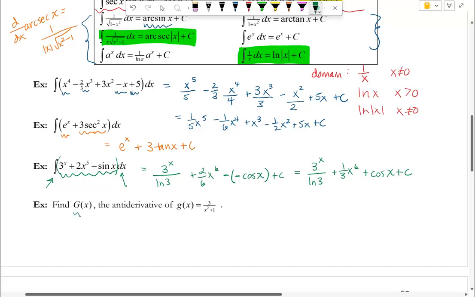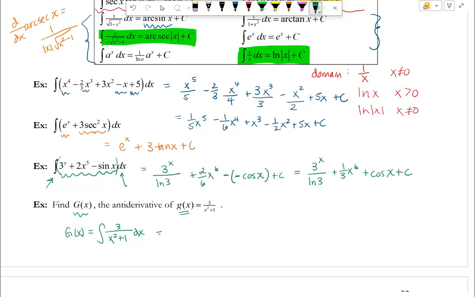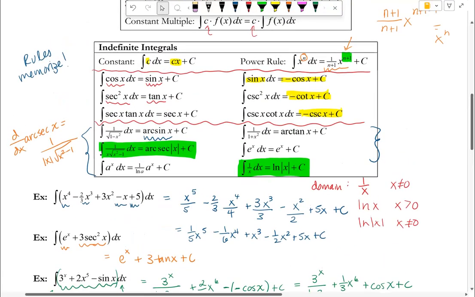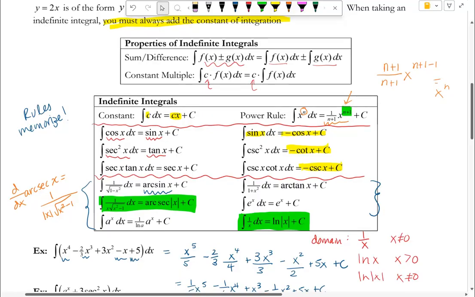Again, capital G, that's going to represent the antiderivative of lowercase g. So if I'm finding G of x, this is just asking me to find the antiderivative of 3 over x squared plus 1. And remember that 3 is a constant multiple. It comes along for the ride. I can even pop it out to the front if I want, using the constant multiple rule up here.